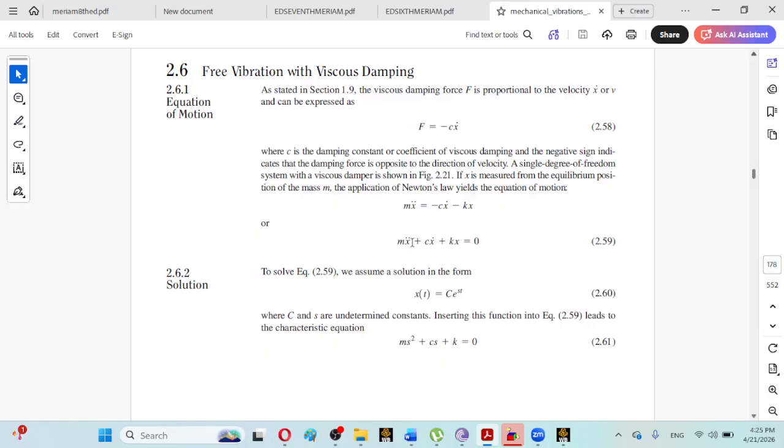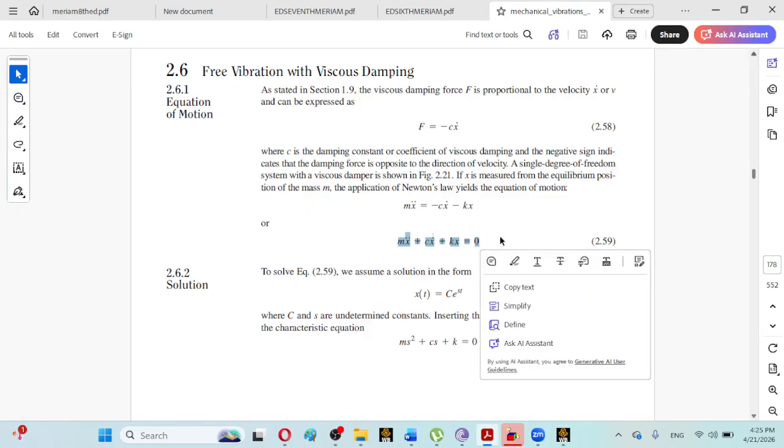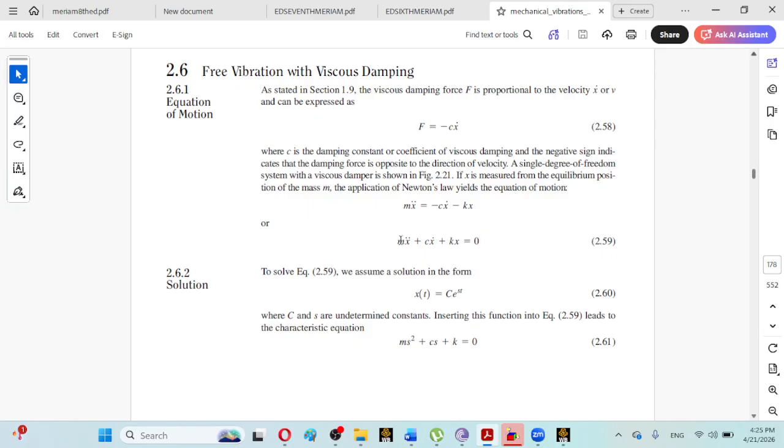So the standard form you can write yourself, that will be x double dot plus c by m into x dot plus k by m into x is equal to 0. That will be the standard form, which the author has not mentioned here, but you can check the literature from the internet or some standard book.